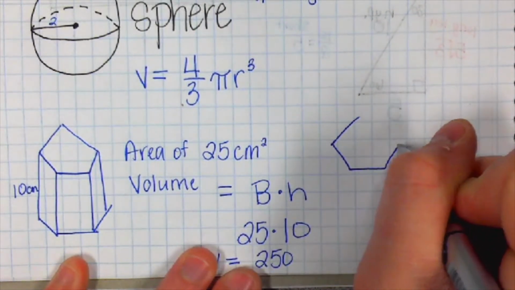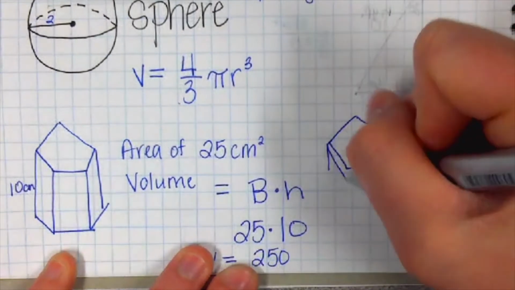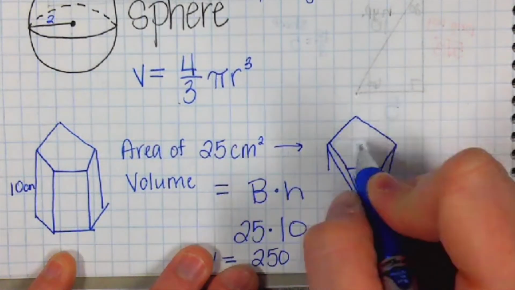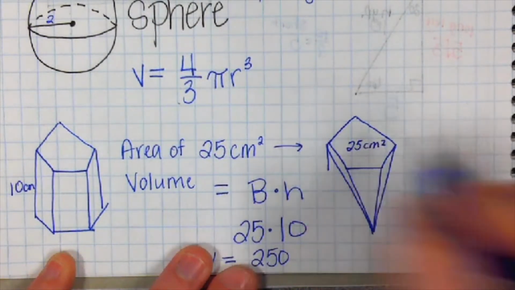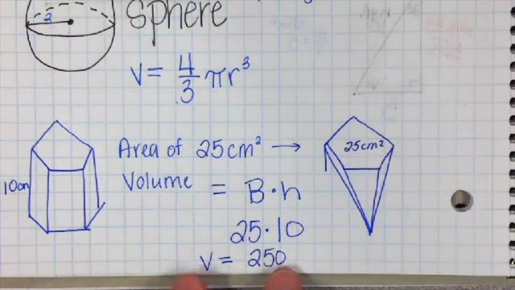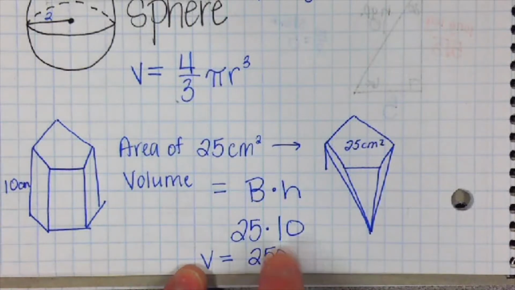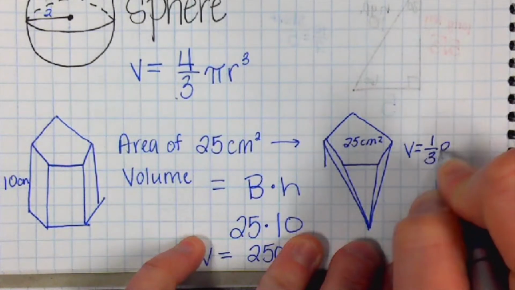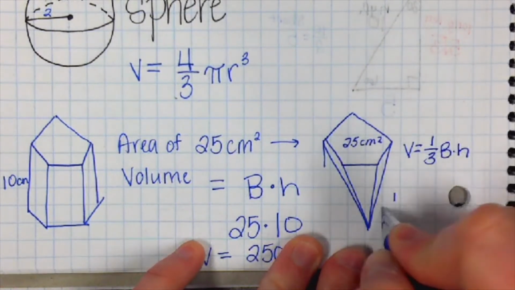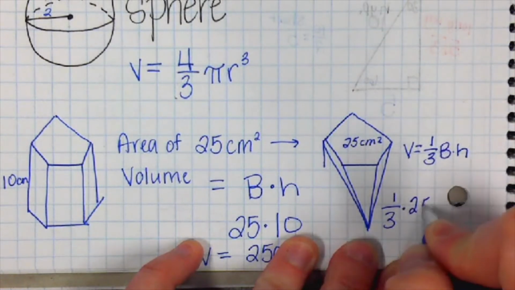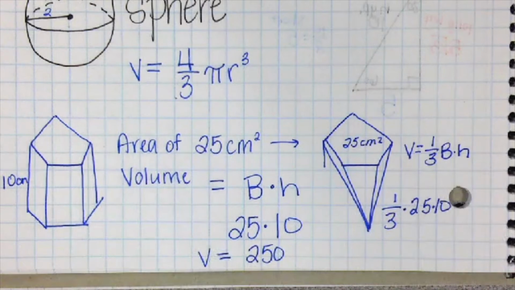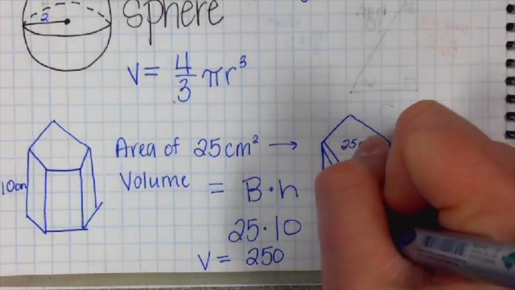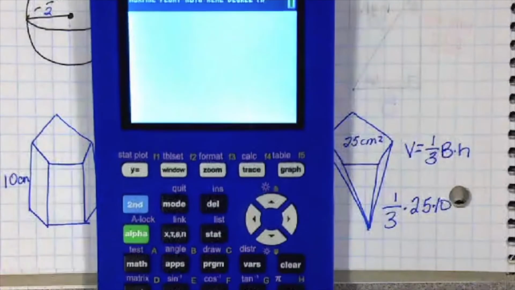Now, if I had a pyramid that had the same area of the base, and I said area of the base is 25 centimeters squared. Remember, the volume would be the same exact volume except it's only 1/3 of it. So I would still just do volume equals 1/3 area of the base times the height. So it'd be 1/3 times 25 times 10. Because area of the base, it told me, was 25. 10 is the height.